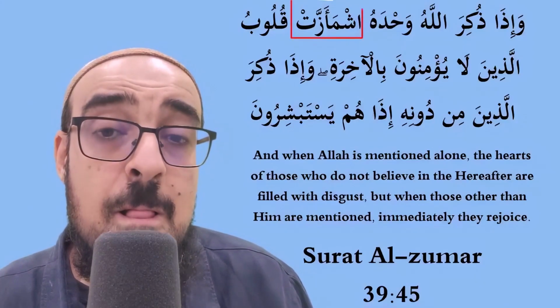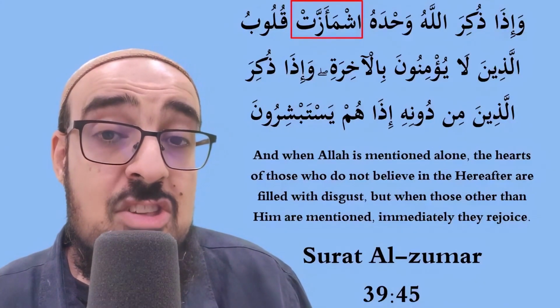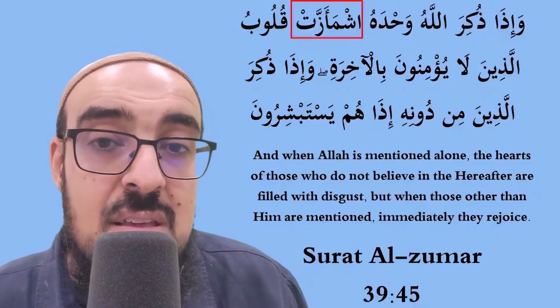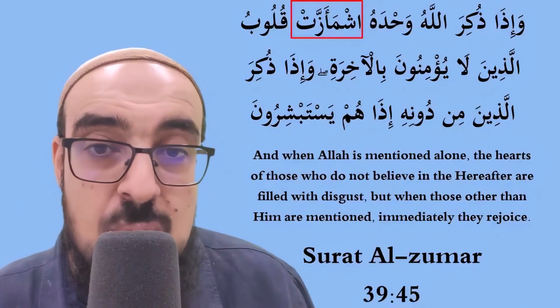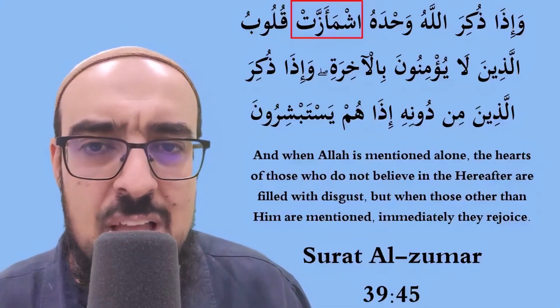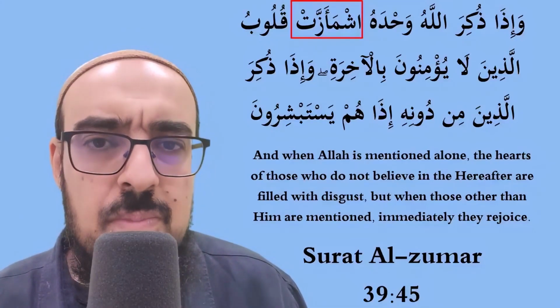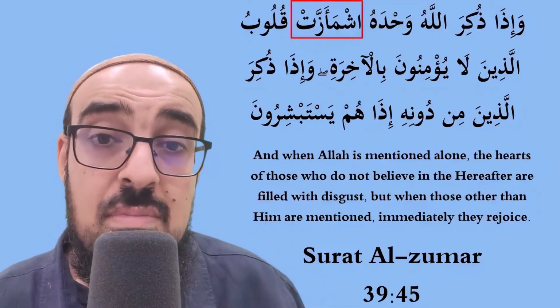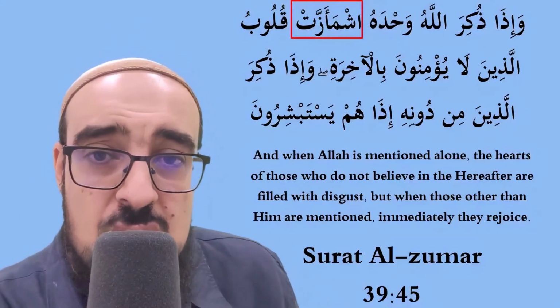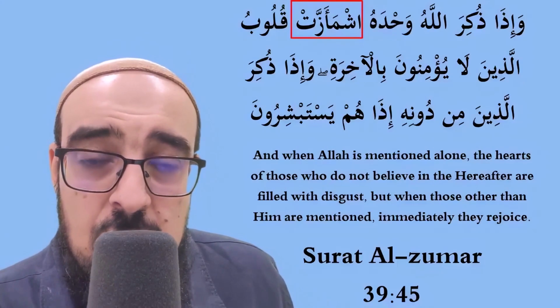Ishma'azzat. This word is only found once in the Quran. Their hearts have this verb, ishma'azza. Now, what does ishma'azzat qulub alladhina la yu'minun bil akhirah mean? It's only found once in the Quran. There's no other place in the Quran where it's mentioned. Does that mean we go to classical dictionaries to find the meaning? We don't need to.